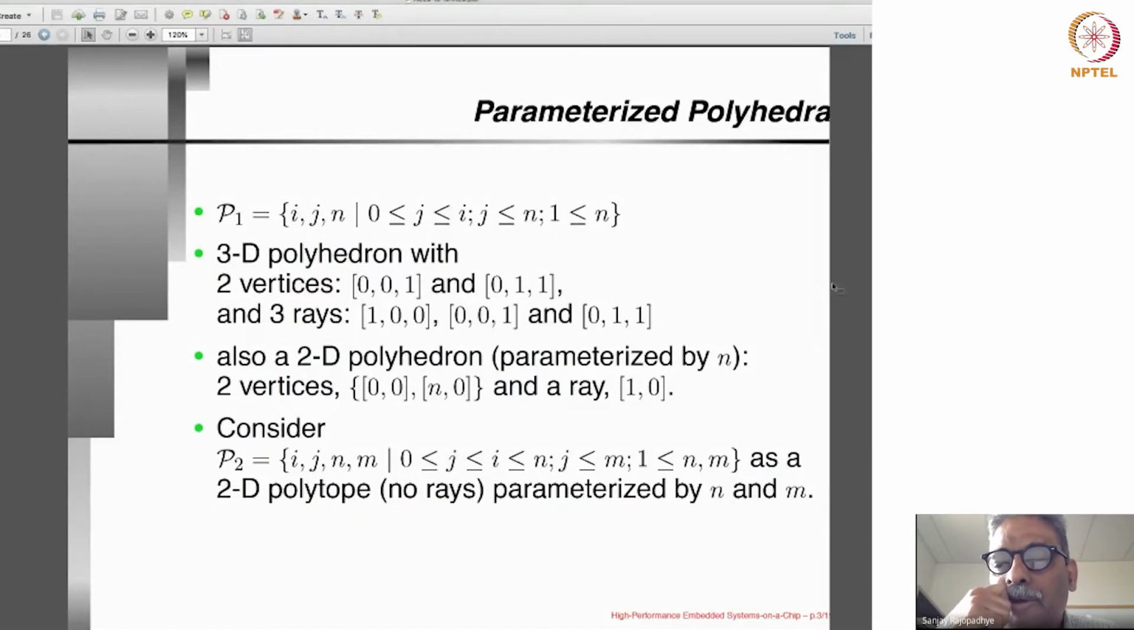But what if m is less than n? Then it becomes a trapezoid. It's the triangle that is cut at j equals m, that upper bound on j. Okay?